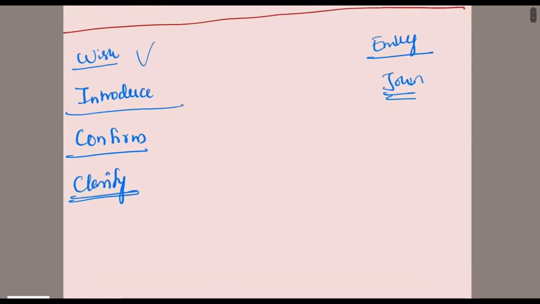So this is how you need to follow the initial steps: wish, introduce, confirm the identity of the mother and the child, and clarify your role, that you are here to ask a few questions and also take down some notes.